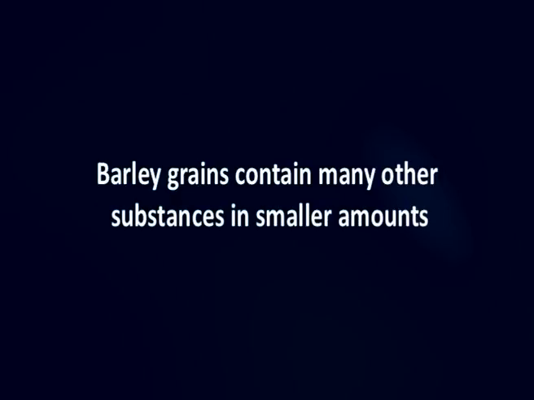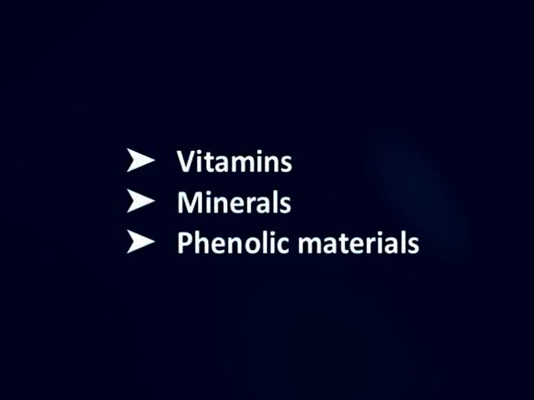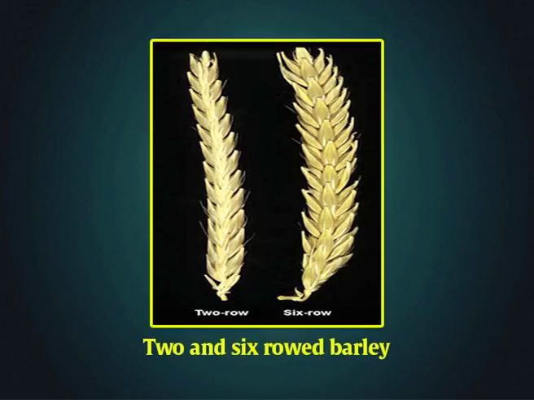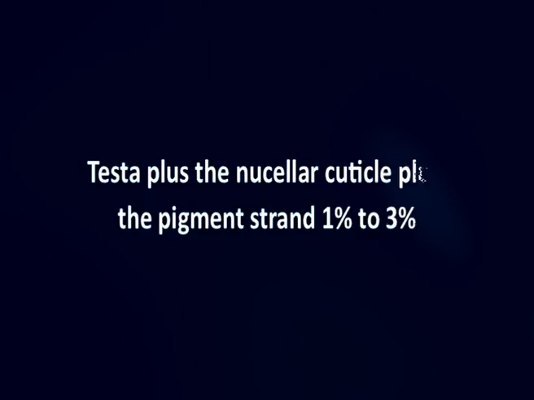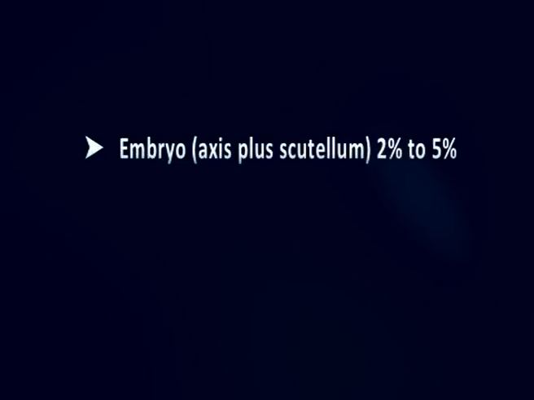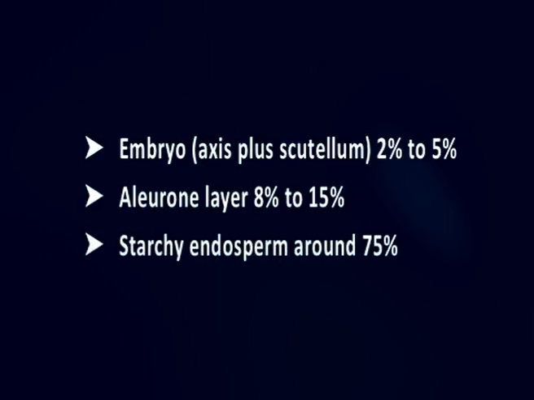Barley grains contain many other substances in smaller amounts, including a range of vitamins, minerals, and phenolic materials. Typically, in plump two-rowed barleys, the husk and the pericarp together make up 9 to 14% of the grain's dry weight. The testa plus the nucellar cuticle plus the pigment strand 1% to 3%. The embryo 2% to 5%, the aleurone layer 8% to 15%, and the starchy endosperm around 75%.